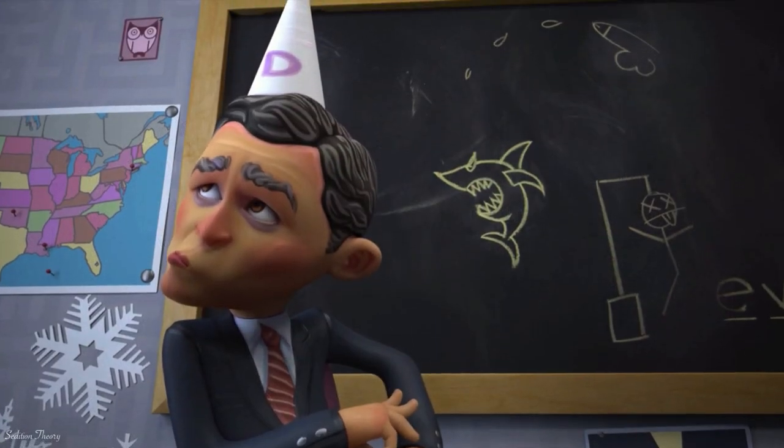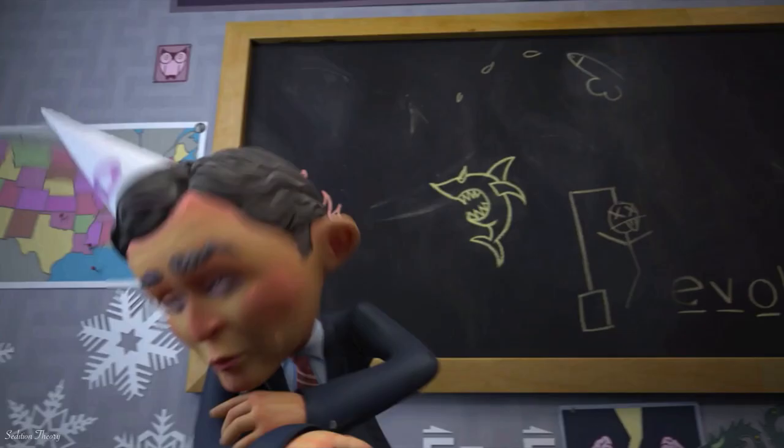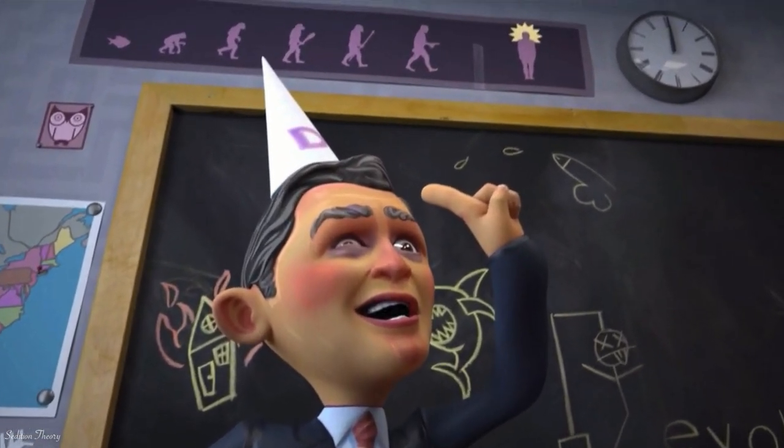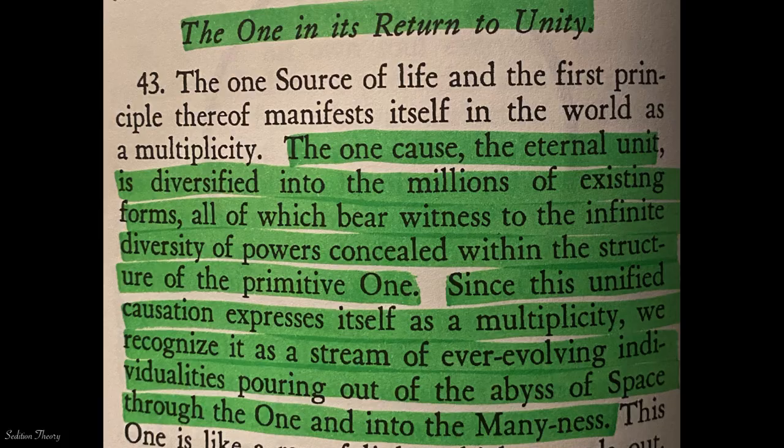So the way Bush points up to the evolution chart at the top could be taken as a representative of what they want to achieve, being illuminated, being godlike almost. The One in its return to unity.